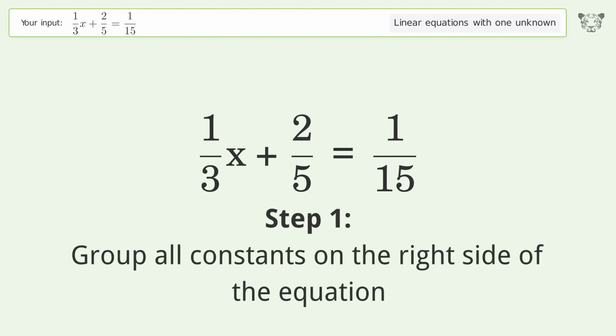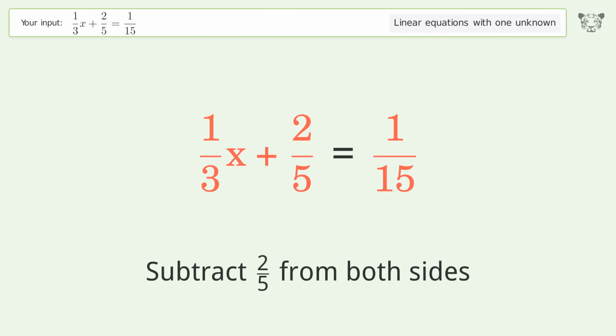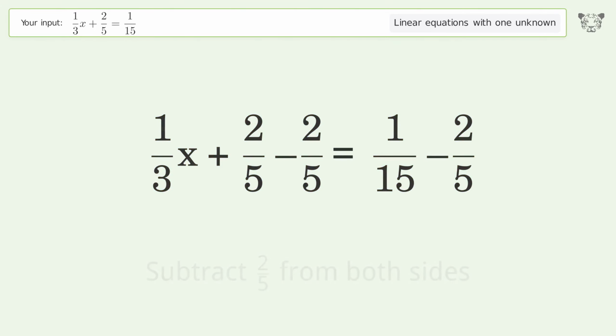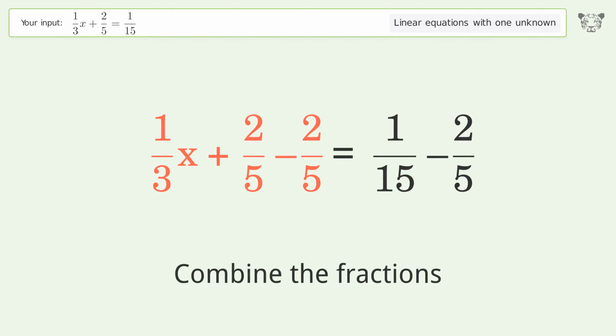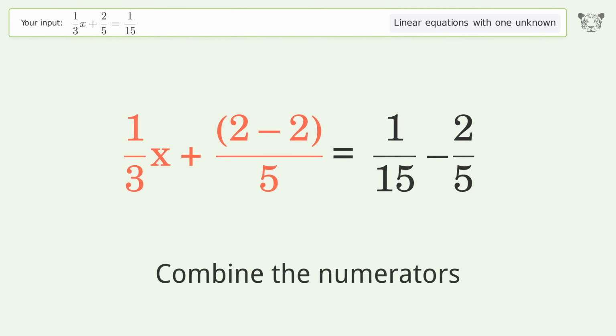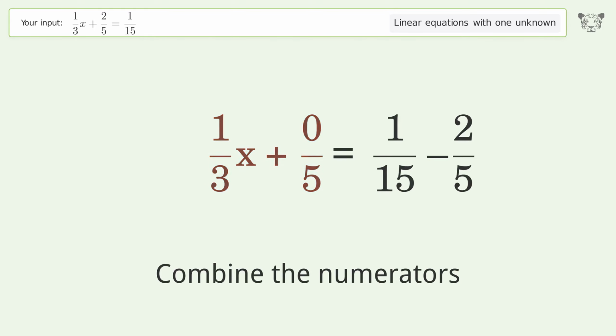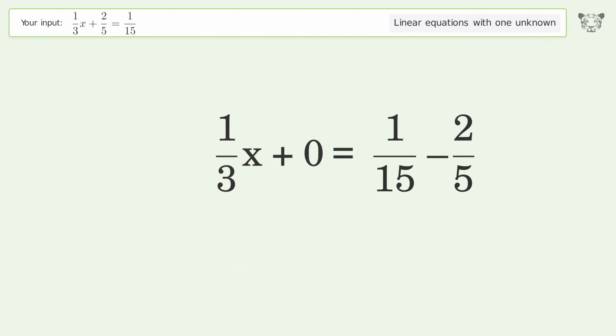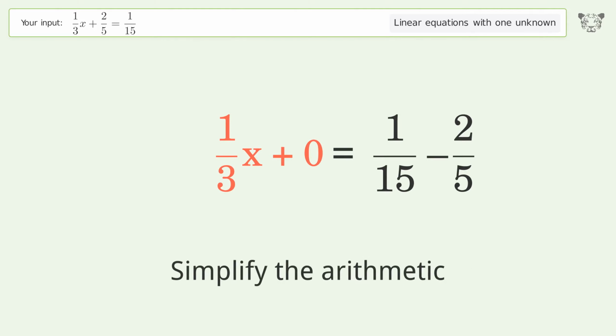Group all constants on the right side of the equation. Subtract 2/5 from both sides. Combine the fractions. Combine the numerators. Reduce the zero numerator. Simplify the arithmetic.